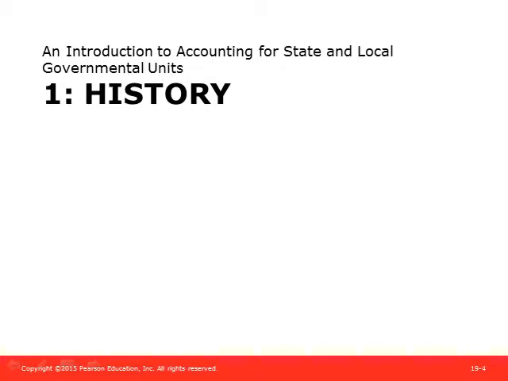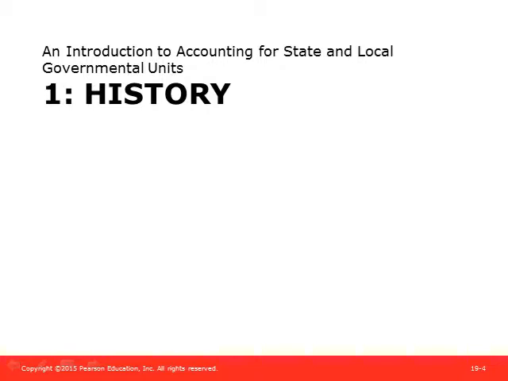So let's talk a little bit about the history or the historical perspective. According to the U.S. Census Bureau's 2012 Census of Governments, there are more than 91,000 general and special purpose governmental entities in the United States.